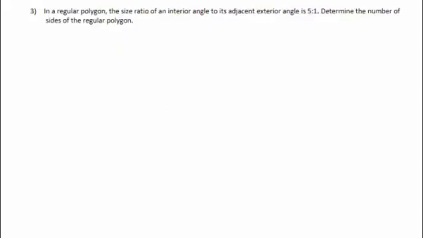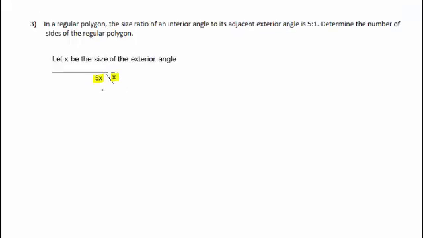In our third example, it says, in a regular polygon, the size ratio of an interior angle to its adjacent exterior angle is 5:1. Determine the number of sides of the regular polygon. First, let us draw out what they mean in the question. They tell us that the interior angle is 5 times bigger than the exterior angle. As you can see here, the interior angle is 5 times as big as the exterior angle.